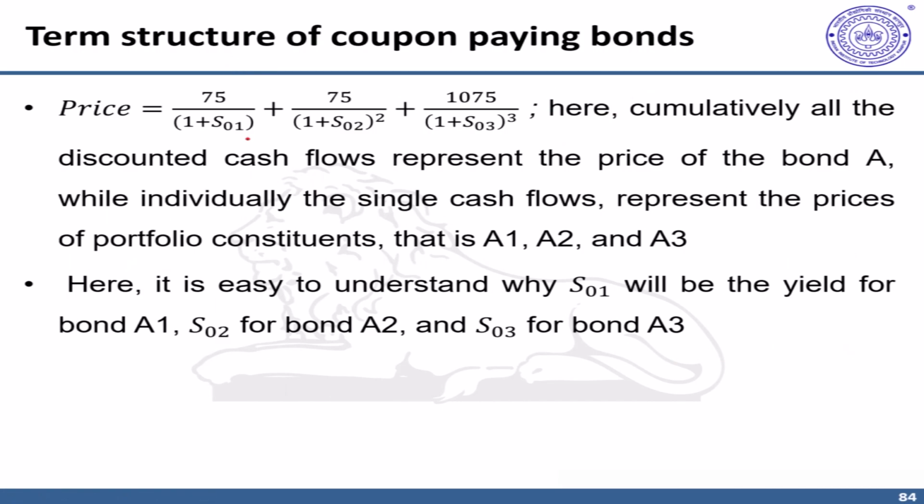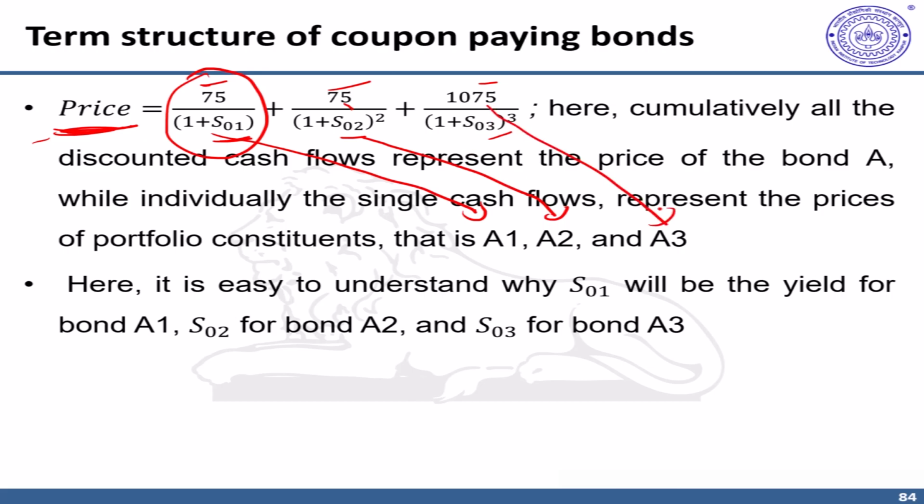The price of the single bond can be calculated as the discounted value of coupons: the first coupon 75 discounted at the first year spot rate, the second coupon 75 discounted at the second year spot rate, and the third cash flow discounted at the third year spot rate. Please note that the individually discounted cash flow, for example this one discounted at spot rate S01, would reflect the price of A1. The cash flow 75 discounted at S02 will reflect the bond A2 price, and this should reflect price A3. It is also easy to understand why S01 should be the yield for A1, S02 the yield for A2, and S03 the yield for A3.